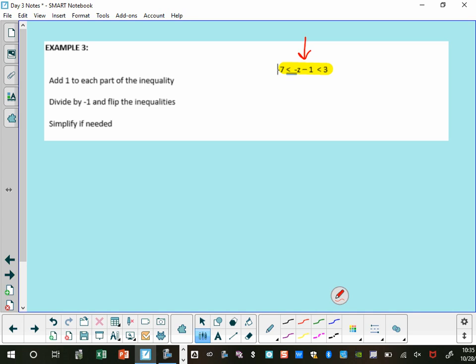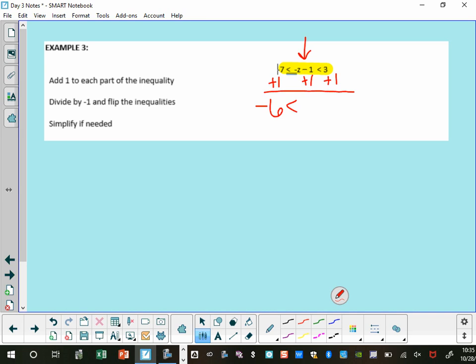So if I want to start in the middle and I have negative z minus 1, what do I want to get rid of first? The minus 1. How do I get rid of minus 1? Yeah, we're gonna add one. When we add one in the compound inequality, I'm adding one to everything. That means I add it to the middle so you cancel out. I add it to the left side and the right side. So -7 plus 1 gives me what? -6.